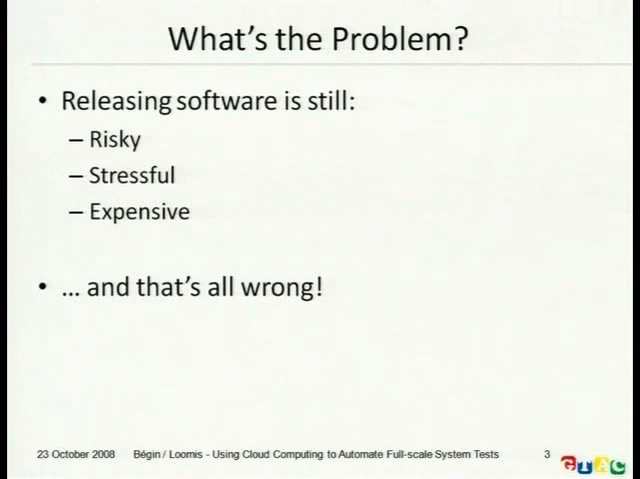So what's the problem? Well, the problem is that nowadays, releasing software is risky, stressful, and expensive. And it's risky because, unfortunately, we get it wrong often. A lot of software projects get canceled, or they don't make it in time, or they exceed cost or don't meet the expectations.